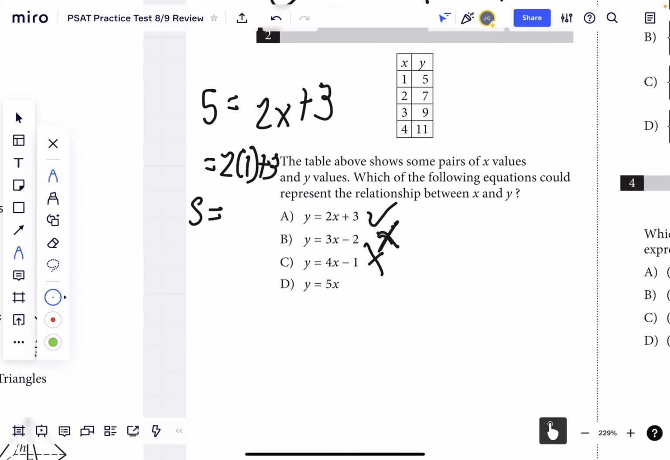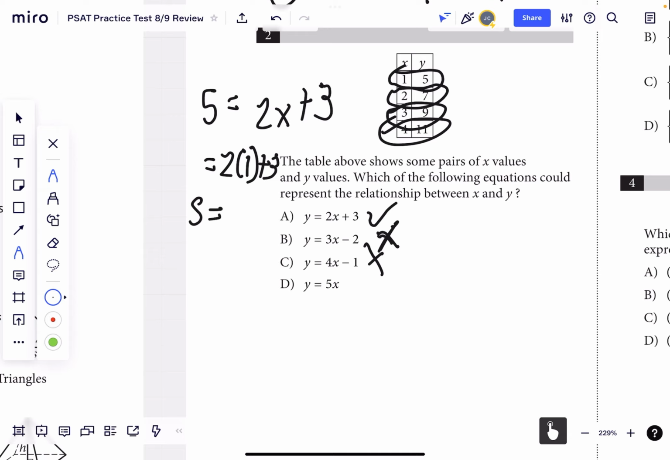What if we test 2 and 7? So we do y, which is 7. Because the thing is, it has to work for all of them. It can't just work for one of these parts. It has to work for this one, and this one, and this one. Let's see if D keeps working for all of them.